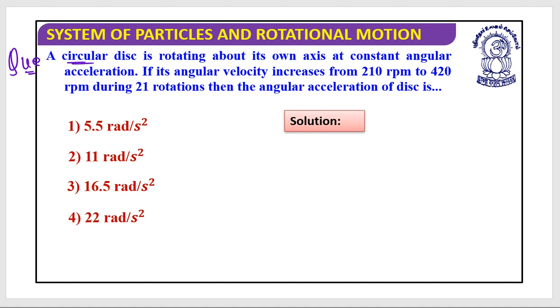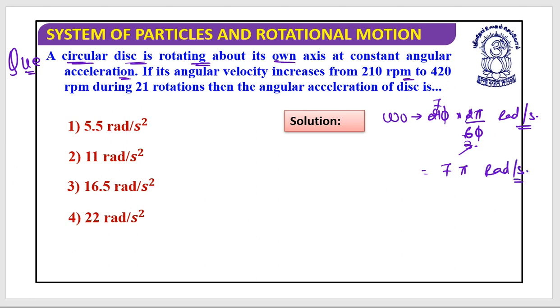Do it quickly. It says that a circular disc is rotating about its own axis at constant angular acceleration. Its angular velocity increases from initially 210 rpm, which needs to be converted to radian per second by multiplying by 2 pi by 60. This gives 7 pi radian per second. Finally, it is 420 multiplied by 2 pi by 60, which equals 14 pi radian per second. Great.